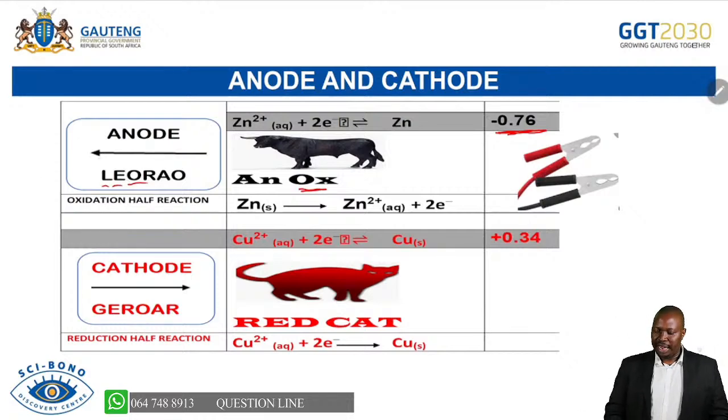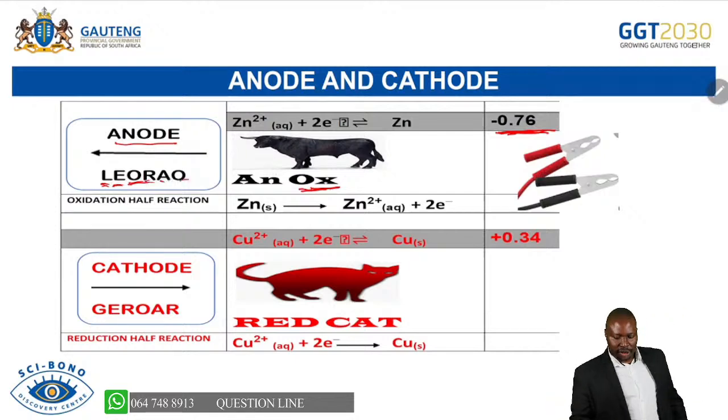Hence, I've shown you that when we have a lower standard reduction potential, that is an ox, it means that is an anode, and that's where oxidation takes place, which is loss of electrons, which is oxidation, which is our reducing agent, which is oxidized. So the reaction is going backward.